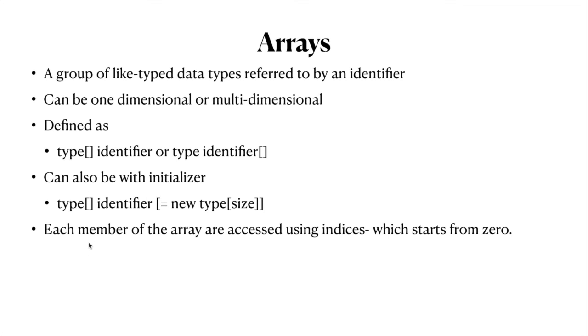Once defined, each member of the array can be accessed using indices, and the indices of an array start from 0. So if we have an array with a size of 8, our indices will start from 0, and the last item will be indexed 7. So these all include 8 items.